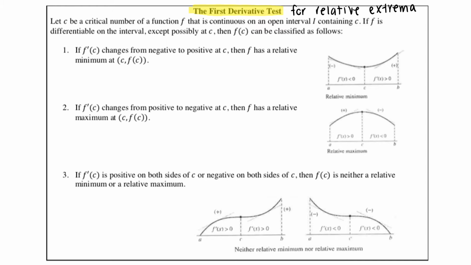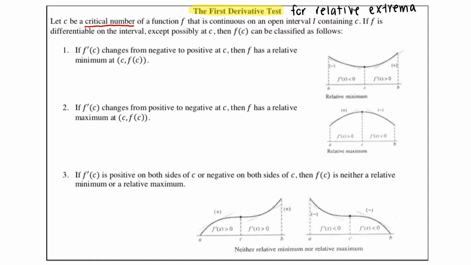So it says, let c be a critical number, so those critical numbers that we just reminded ourselves of, of a function f that is continuous on an open interval I containing c. If f is differentiable on the interval except possibly at c, then f of c can be classified as follows, and then we have 3 scenarios. For each of these, we're going to be considering all of the things that we did yesterday and that number line test that we did.